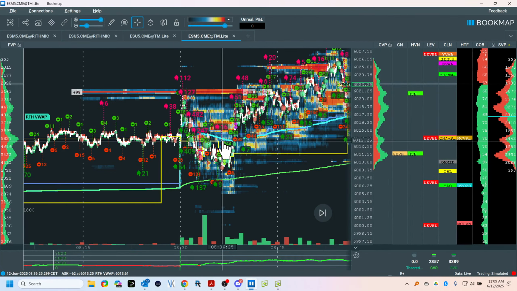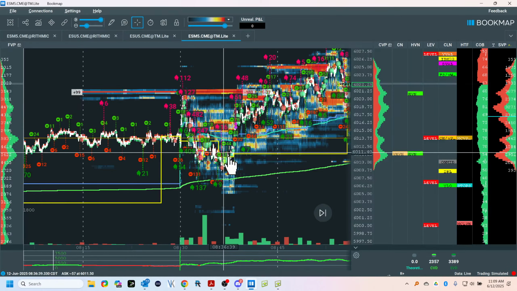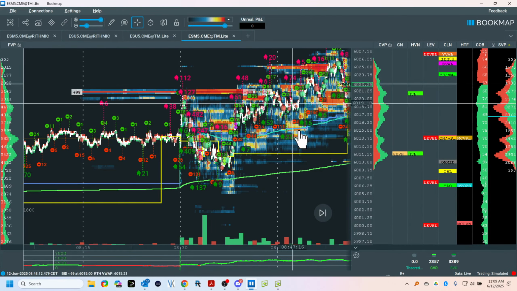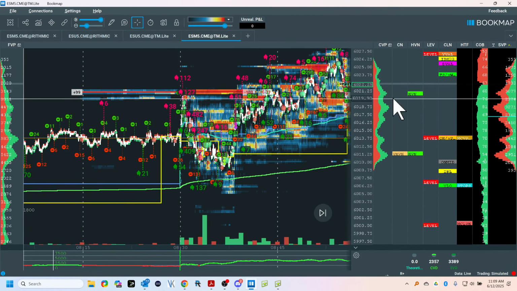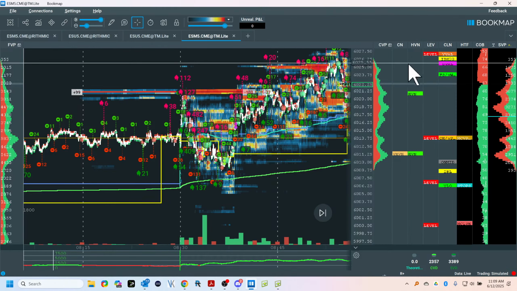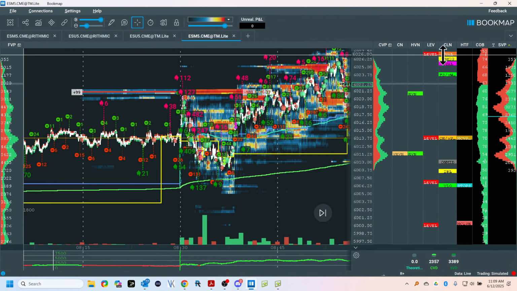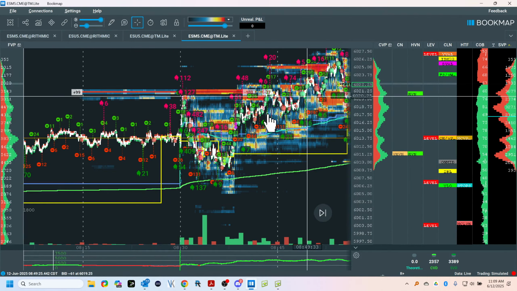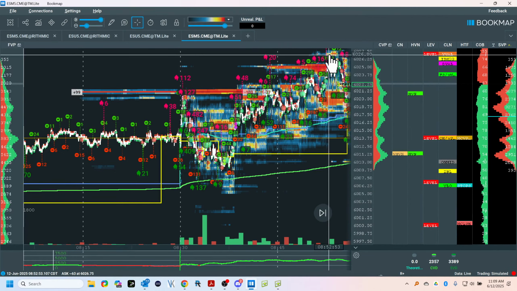And now above this, the short's done. Now, when I get VPOC migration, my job is to try to get long. I have a couple of things I can do here. First of all, remember my target, yesterday's value area low. The long, this is the next target up. Yesterday's value area low. What was that statistic you're asking?